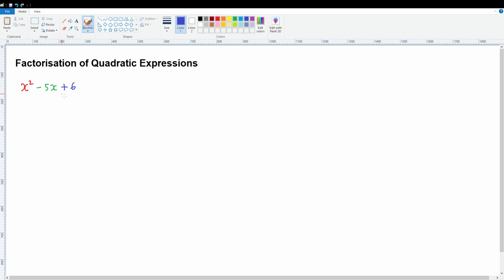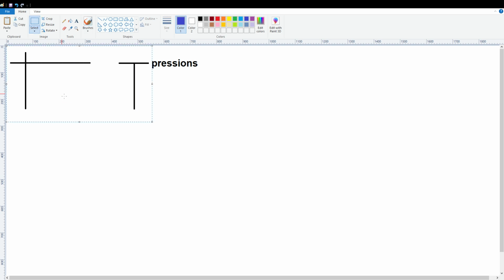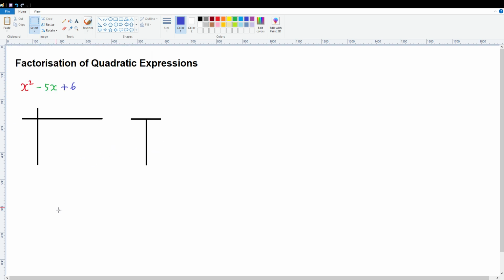Okay, so if you use the table method, the first thing that you need to do is draw two tables like this. We have the first table as our main table. That is how you can manipulate the expressions inside this box. And then the second table is for factorizing the constant that we have. In this case, the constant is 6.